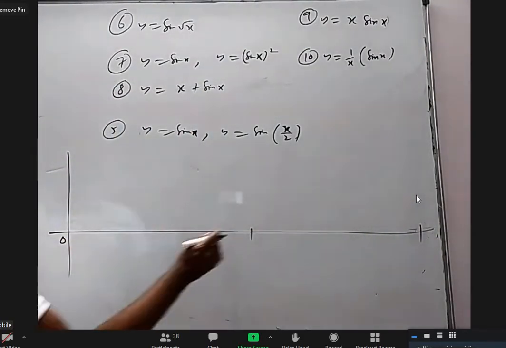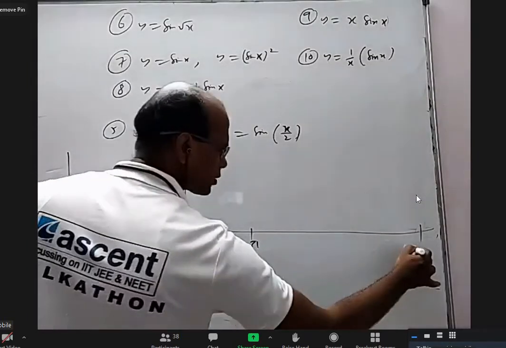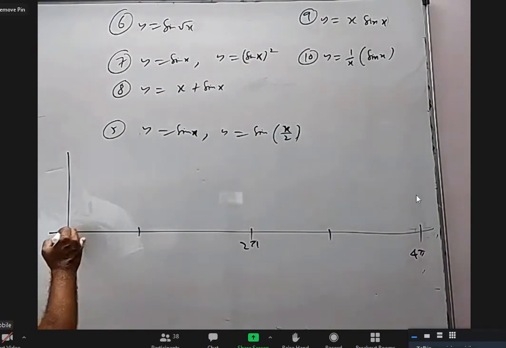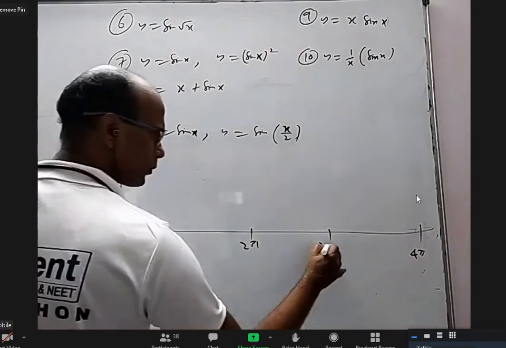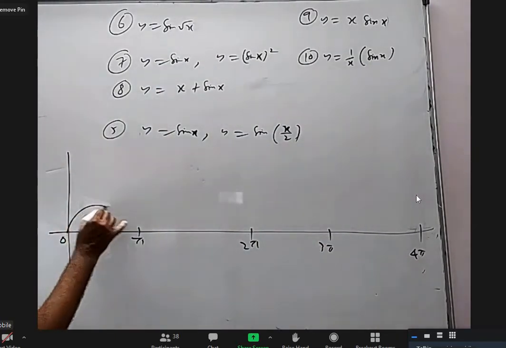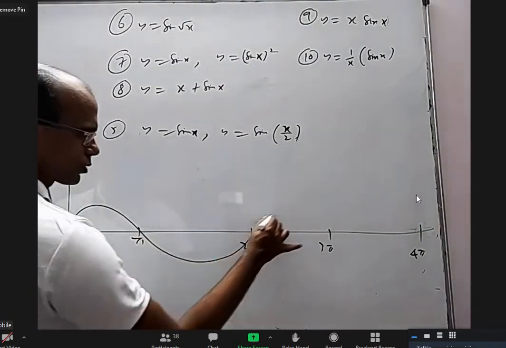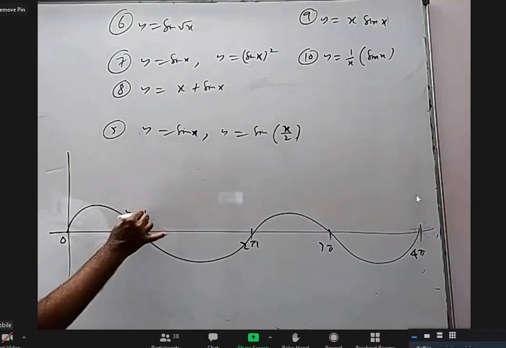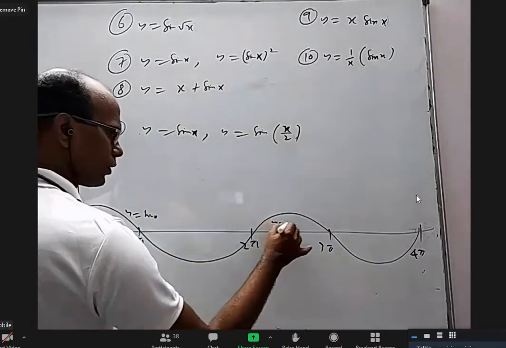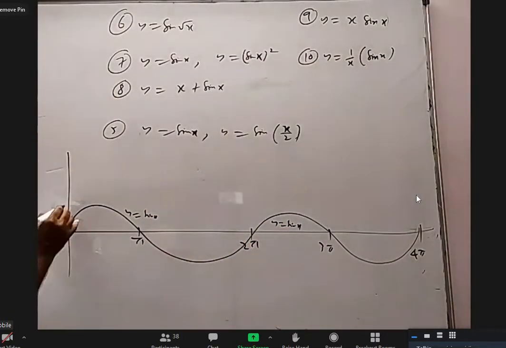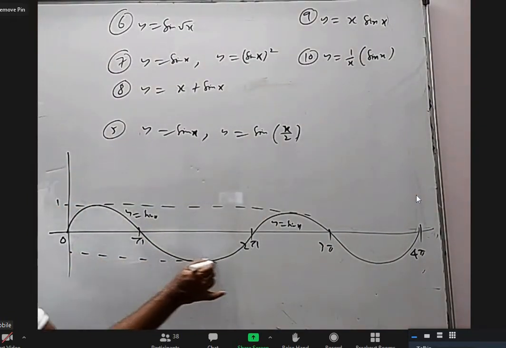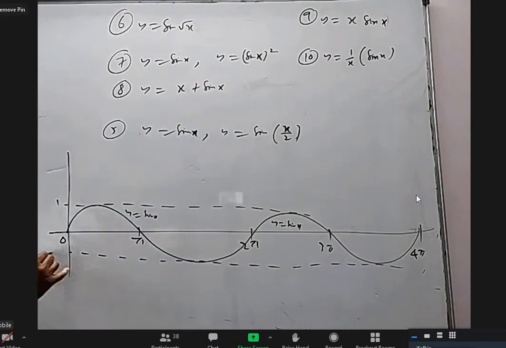This is 0, this is pi, this is 2 pi, this is 3 pi, this is 4 pi. Sin x will cover two waves. This is y equal to sin x. This is also y equal to sin x. Maximum value is 1. Minimum value is minus 1.